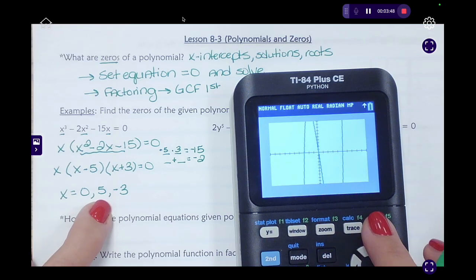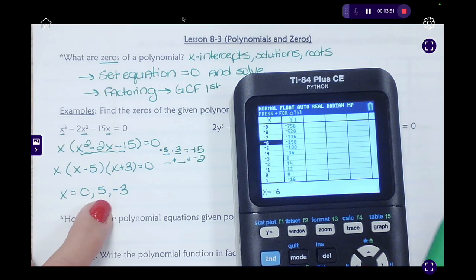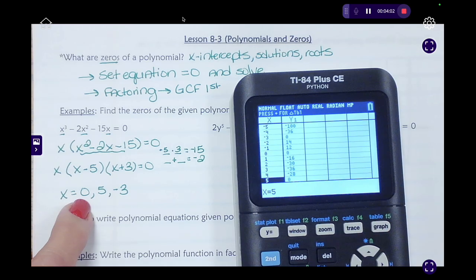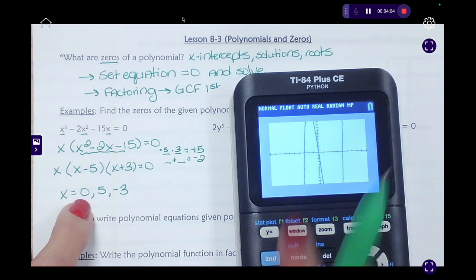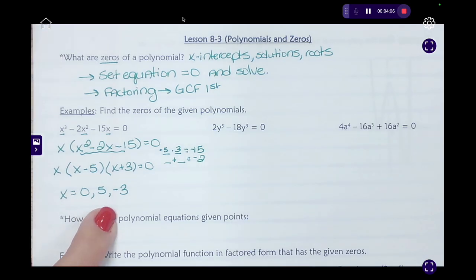Remember, I could also go second graph and pull up my table, and those zeros should be on that y side. So when y is 0, that's going to tell me one of my solutions. So that's the negative 3. There's the 0, and if I go down to 5, it should also be a 0. Okay, so that's a good way to double check in your calculator to make sure you have those correct.